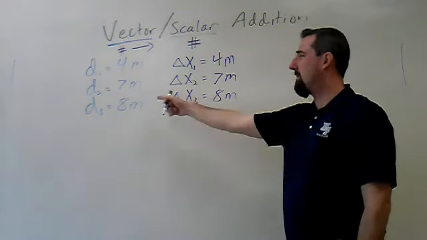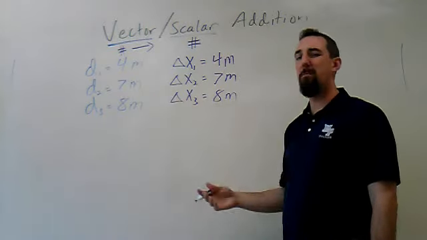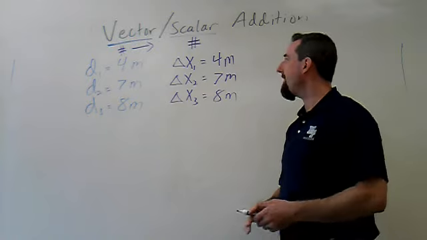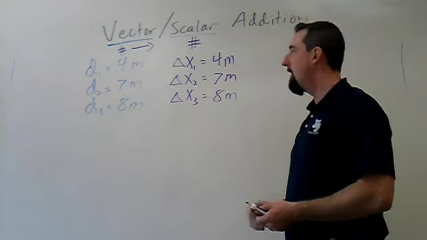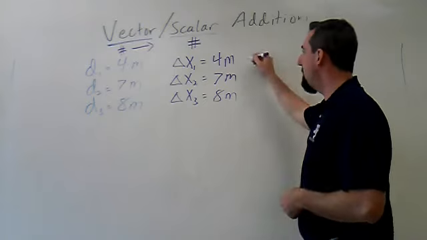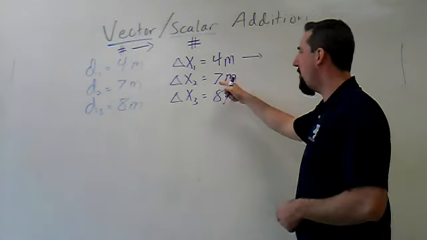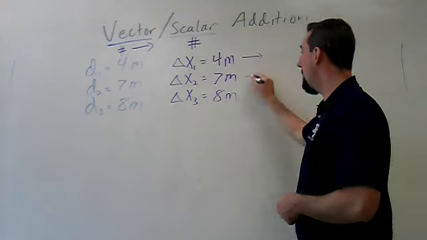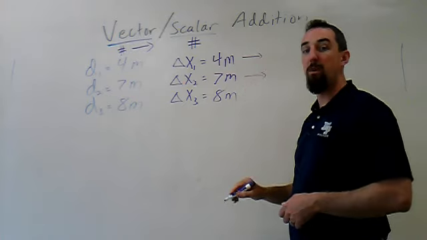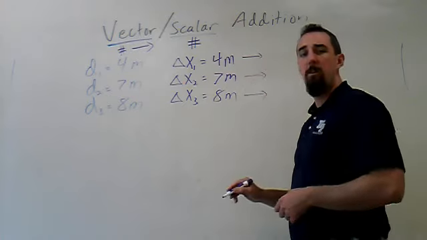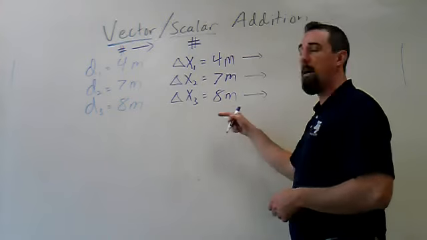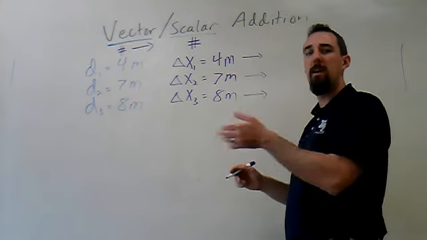Well, at first glance, it looks the same as distances. But if you think about it, it's completely different. Let's say I went for a run, and I went 4 meters this way. We'll call that east. And then I also went 7 more meters this way, east. And then I went 8 more meters this way, east. Well, in that case, we would just add them right up, because I was always going in the same direction.